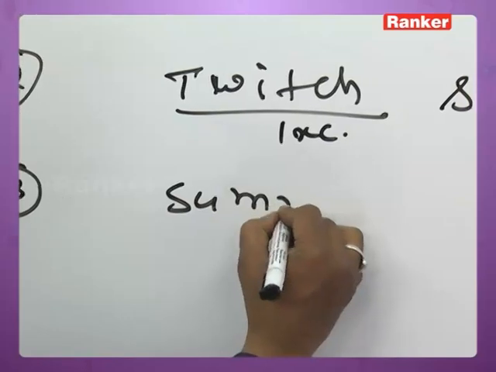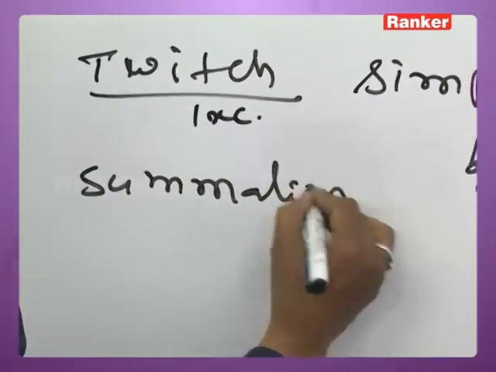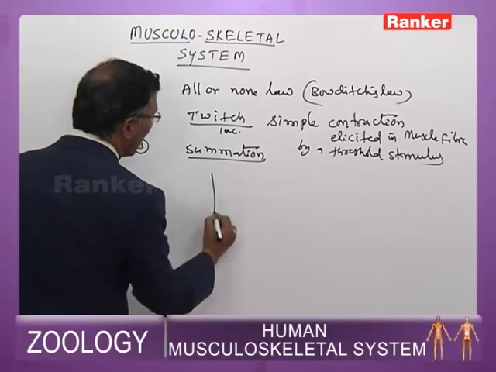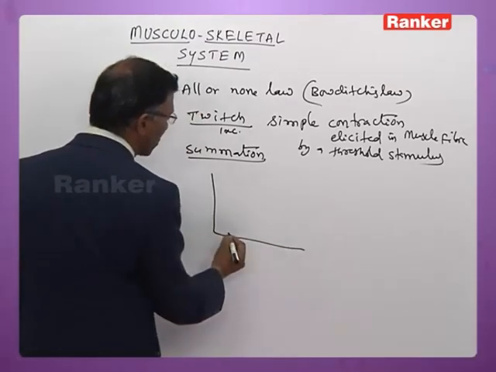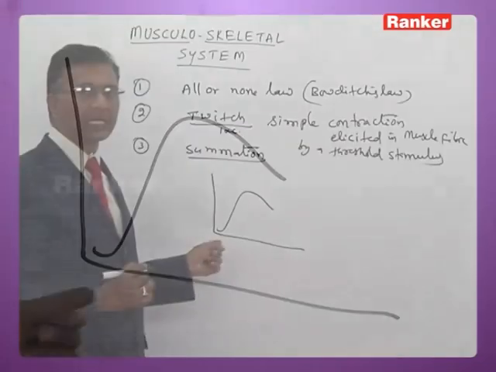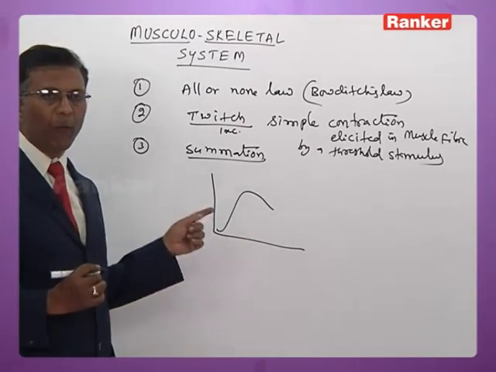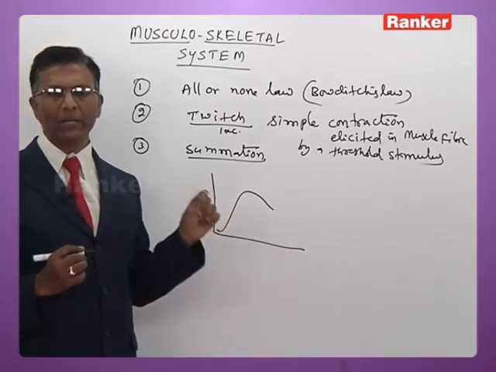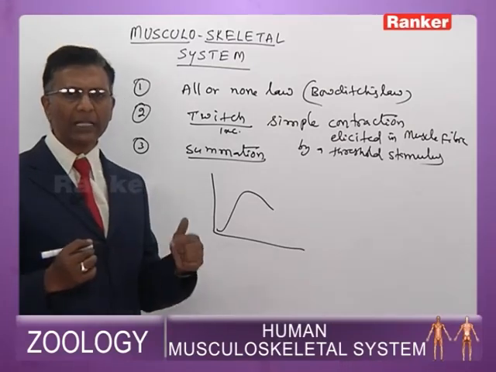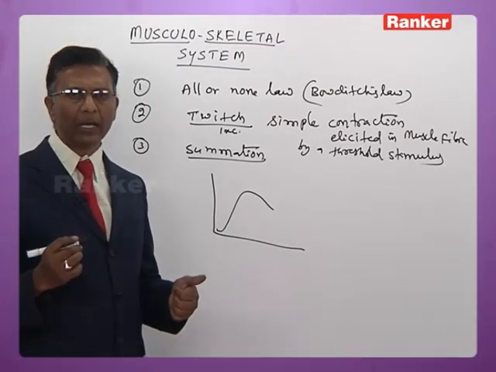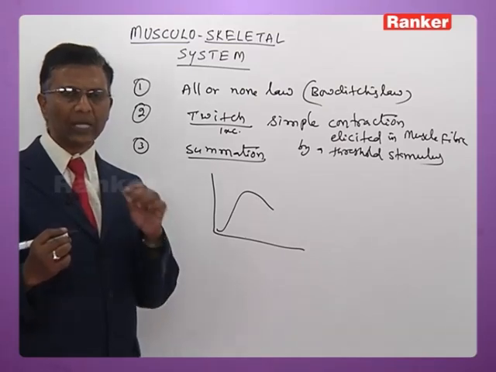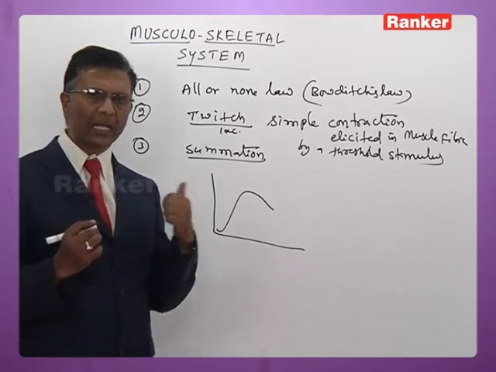Next we have another concept called summation. What is summation? A muscle is given a threshold stimulus. It starts contracting. Before the muscle could relax, before it could gain the relaxation phase, if another stronger stimulus is given, it undergoes further contraction whose tension is much higher than the previous one.